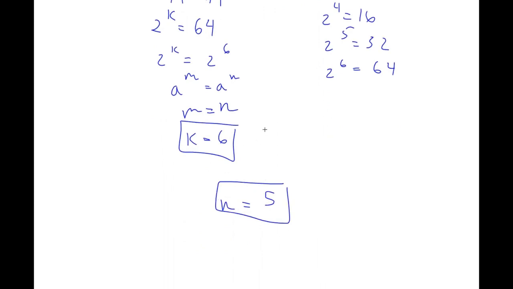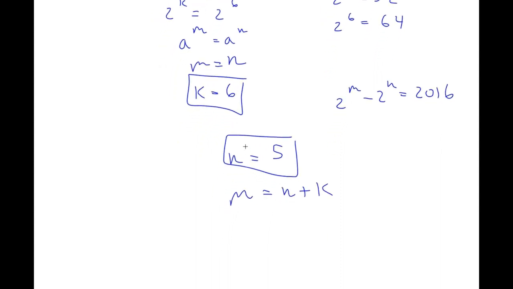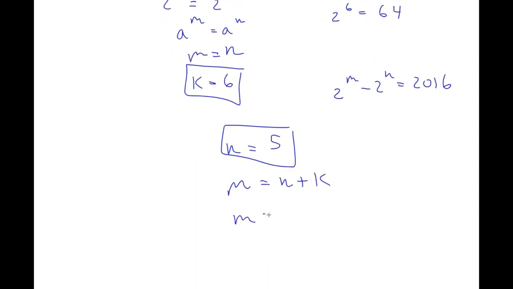However, remember, our original equation was 2 to the power of m minus 2 to the power of n is equal to 2016. And so far, we've found our value for n. However, we did not find our value for m. But remember, we did state in the start that m was equal to n plus k. And we have our values for k and n, so we can simply plug these in. So now we have m is equal to 6 plus 5. 6 plus 5 is 11, so we have m is equal to 11.